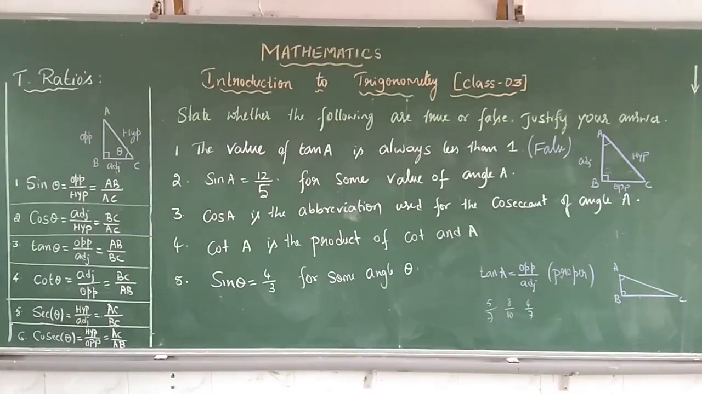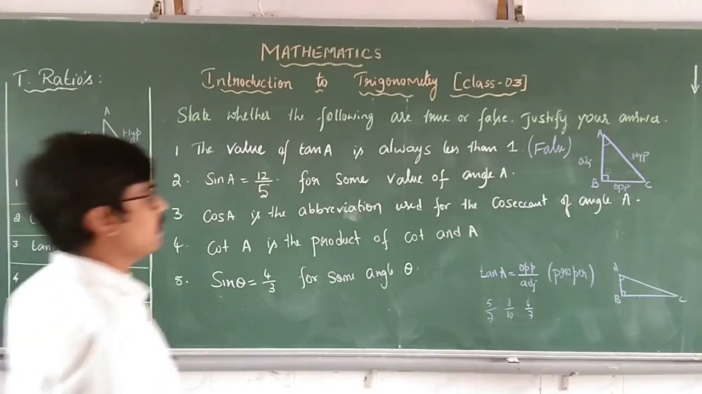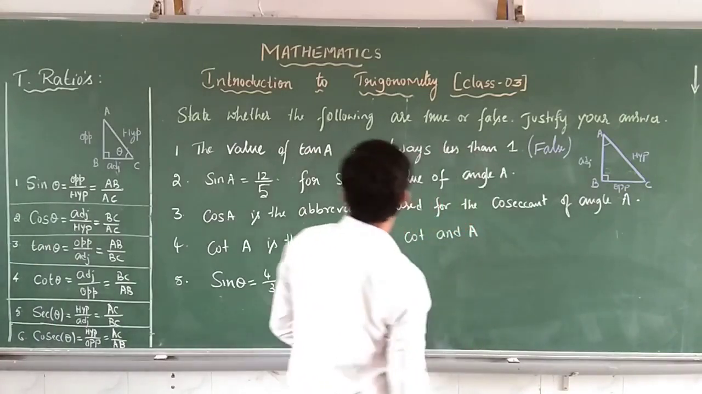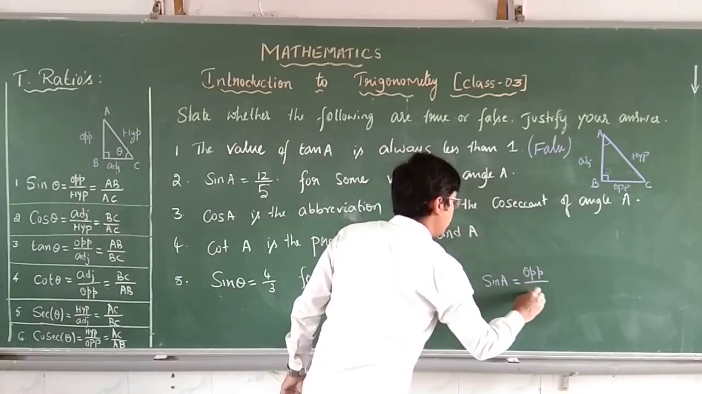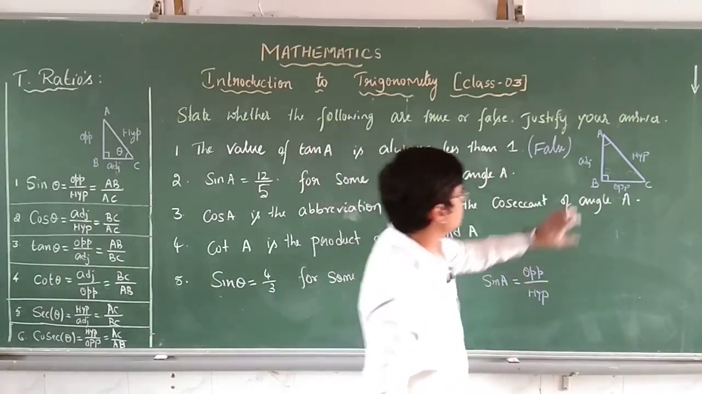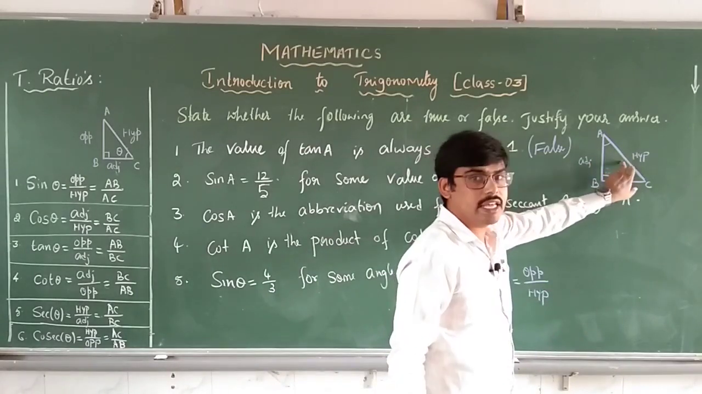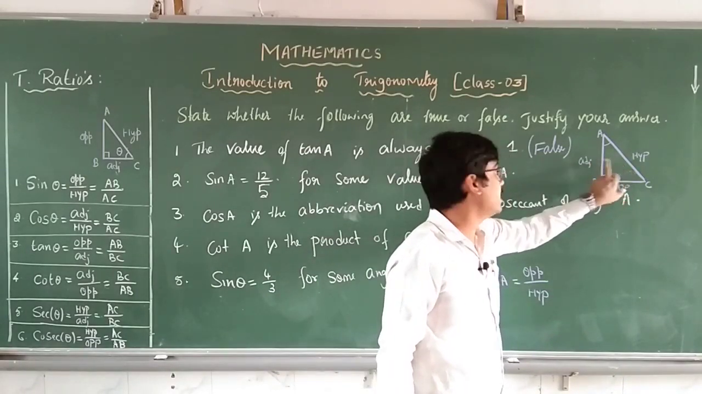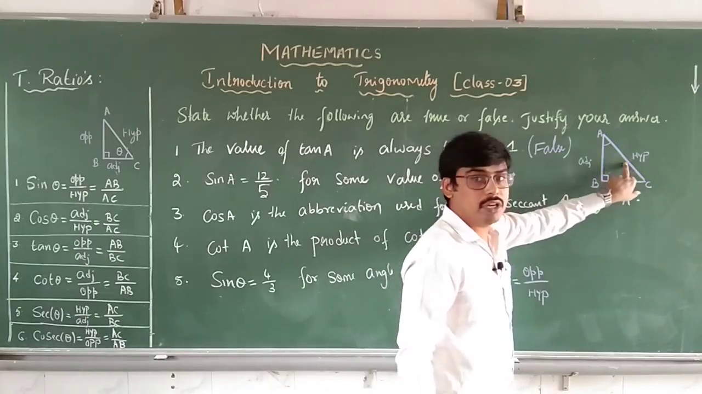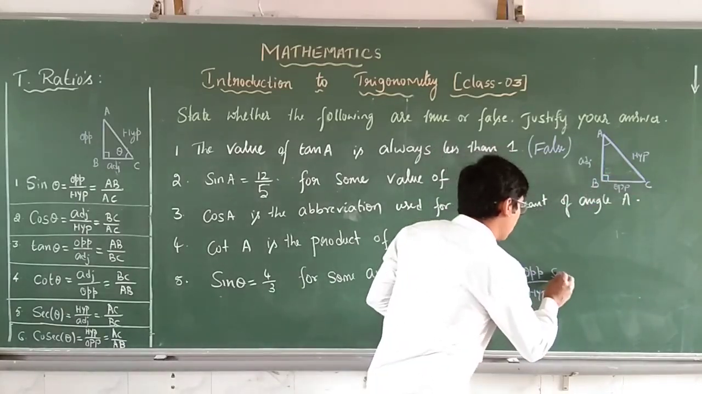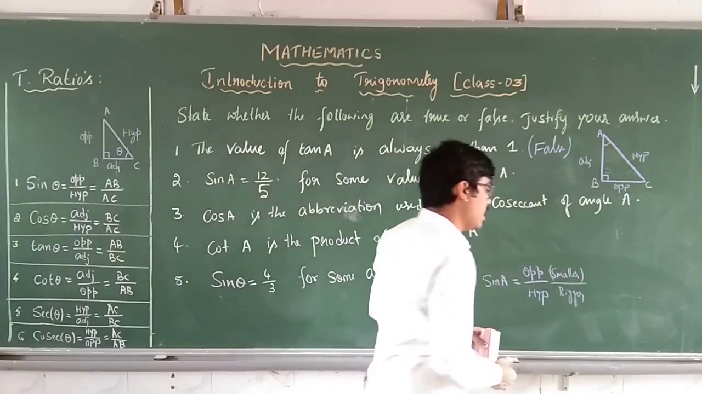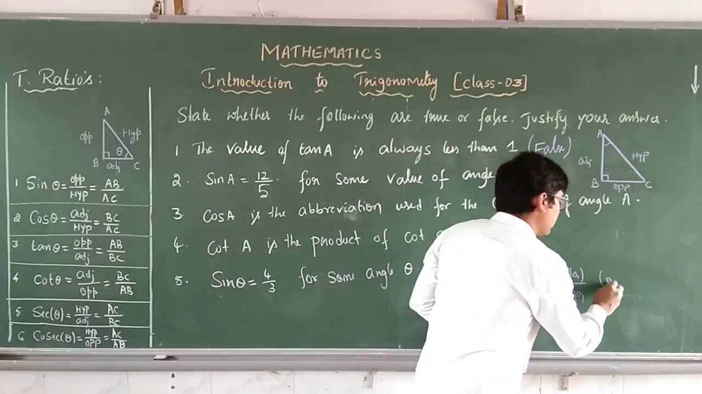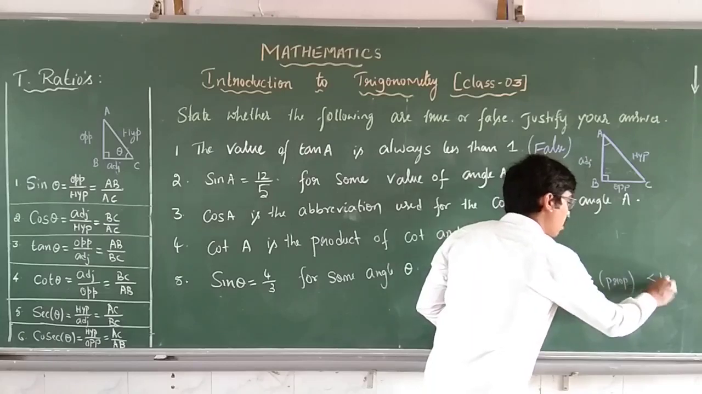Now sin A is equal to 12/5 for some value of angle A. So let's go to the second one, sin A. Sin A is the ratio of what? Opposite by hypotenuse. Here we are using these two sides. We know one statement: the hypotenuse is always bigger than the opposite. So the numerator is always smaller and the denominator is bigger. A smaller by bigger number becomes what? A proper fraction. And a proper fraction is always less than 1.